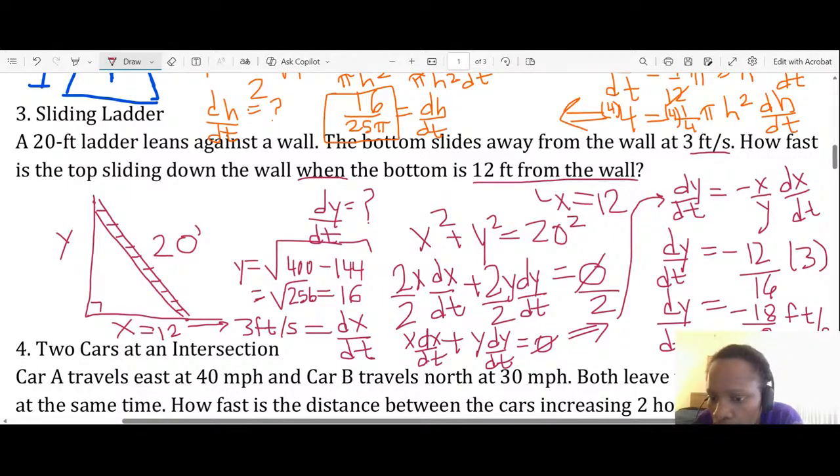Okay. So I'll put the answer for number 3 here. It's minus 18 over 8 feet per second. I actually didn't put the units on the other ones. There you go. Let's do another one.